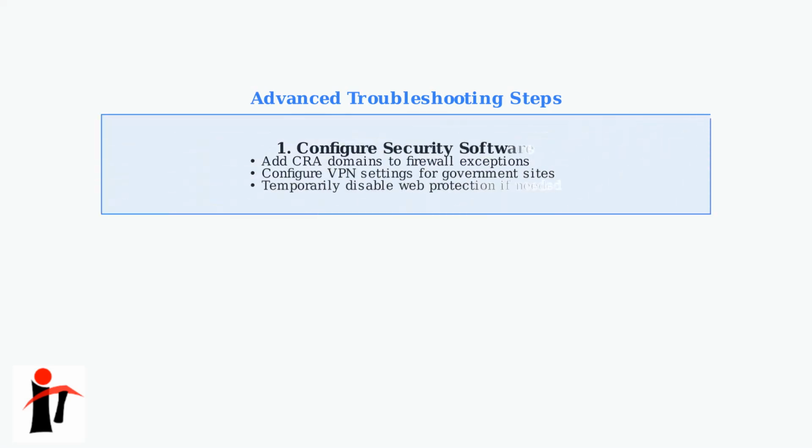First, configure your security software to allow CRA domains through firewall exceptions. Adjust VPN settings and temporarily disable web protection if necessary.